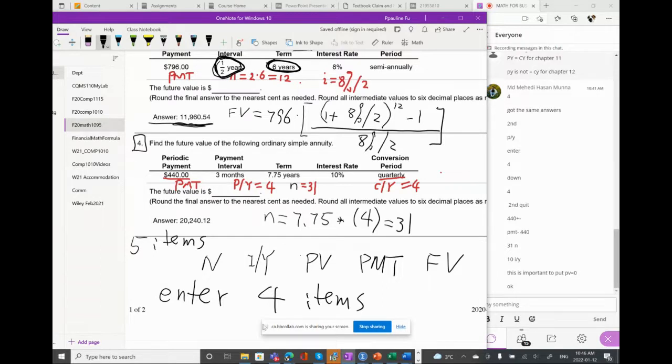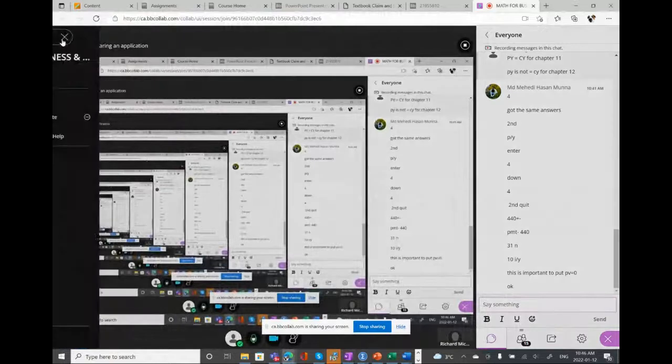All right, so that solved the problem for chapter 11, session 2, ordinary simple annuity future value. Okay, any questions?